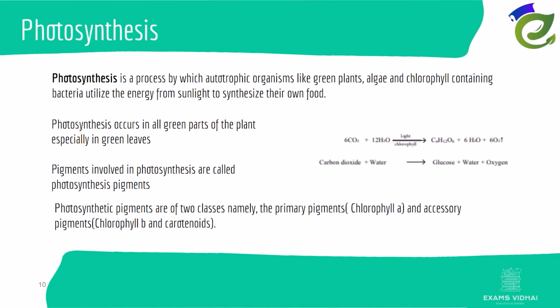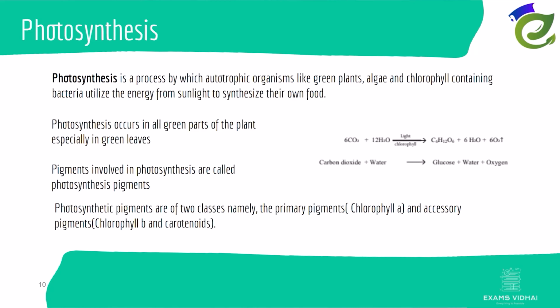In this process, carbon dioxide combines with water in presence of light and chlorophyll to form carbohydrates, and oxygen is released as the byproduct. Photosynthesis occurs in green parts of plants such as leaves, stems, and floral buds. Pigments involved in photosynthesis are called photosynthetic pigments. Photosynthetic pigments are of two classes, namely primary pigments and accessory pigments.